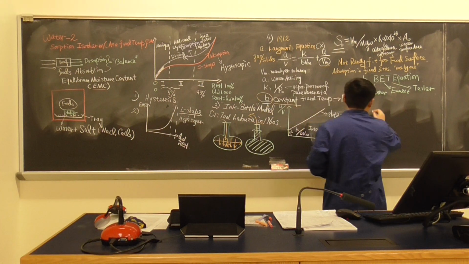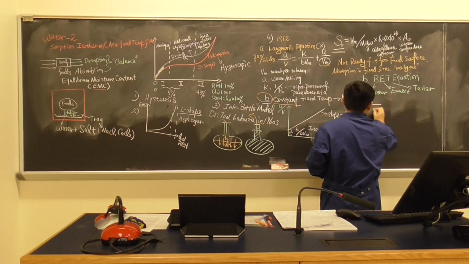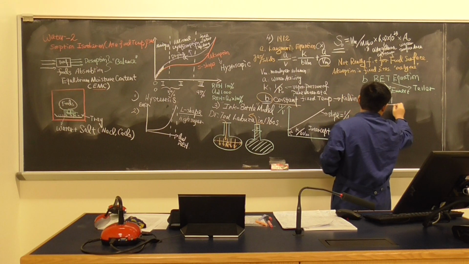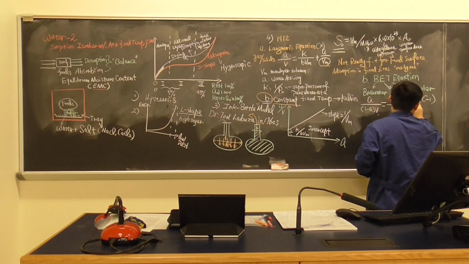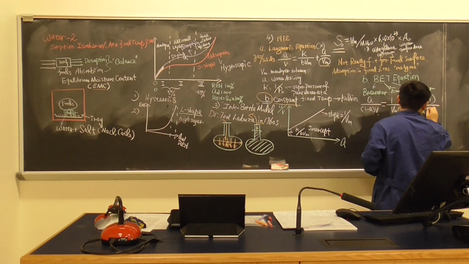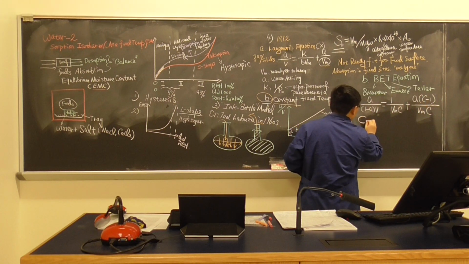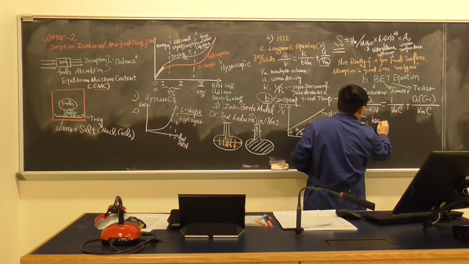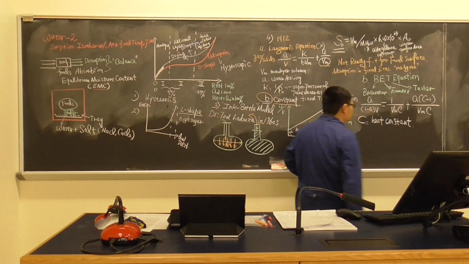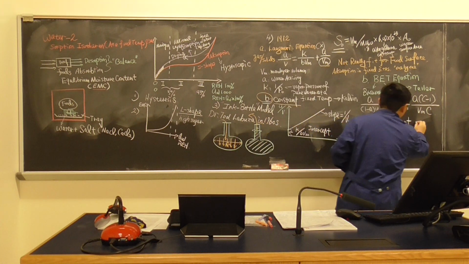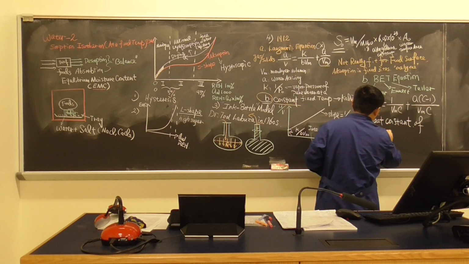What is this equation going to look like? A divided by 1 minus A, times V, equals 1 divided by Vm C, plus C minus 1 over Vm C, times A. Now what is C? This is a heat constant of a material, of the absorbed material.